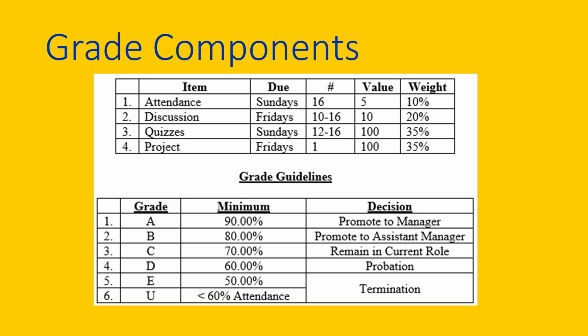There are 4 components to your grade in this course: attendance, discussions, quizzes, and project. We will have approximately 16 attendance check-ins. We will have 10 to 16 discussions. We will have 12 to 16 quizzes. The final project will be graded once, even though you have checkpoints throughout the semester. Please remember, not turning in your work or turning in incomplete work can hurt your final grade.